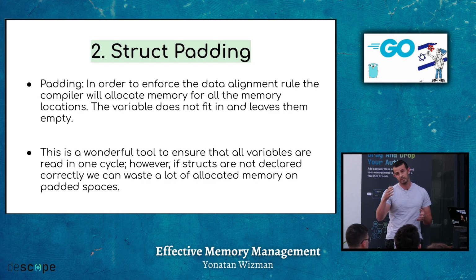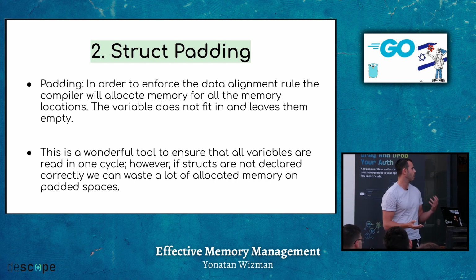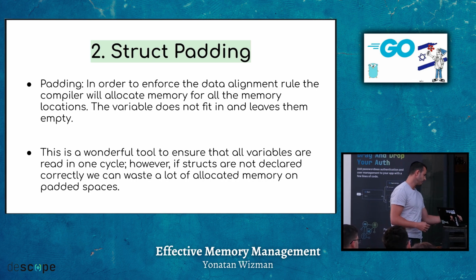That way it could read the word size chunk, which is 8. It'll read the whole variable of the int64, right? So this is very nice because it helps us read a variable in one CPU cycle and not go into extra CPU cycles. However, this can be problematic in the event that we saw right now, right? We saw that we have more memory because of this concept of struct padding. So what can we do about this?